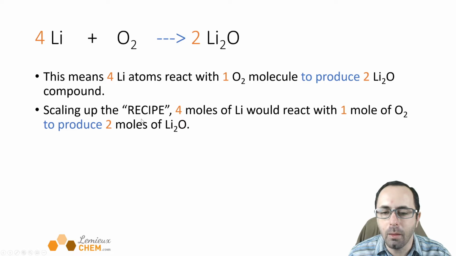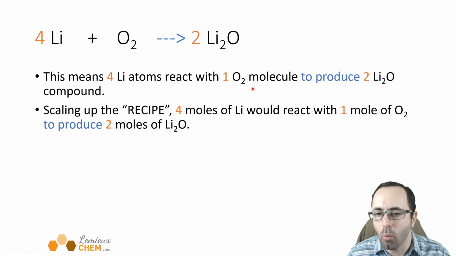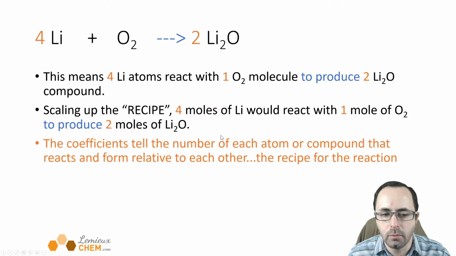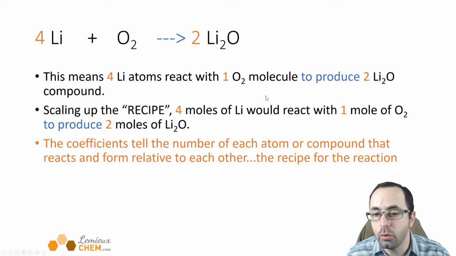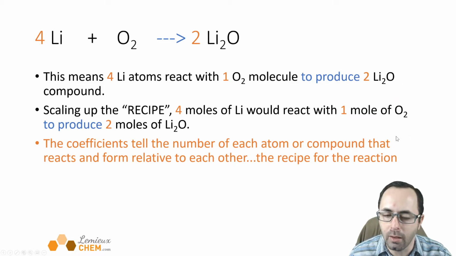To scale up this recipe, we could scale it up by a mole. Instead of saying 4 lithium atoms, we could say 4 moles of lithium atoms react with, instead of 1 O2 molecule, 1 mole of O2 molecules. And then this produces finally 2 moles of lithium oxide. So the coefficients tell us the number of each atom or compound that reacts, and in most cases we will want to state this in moles. We can use either. Either will work, and we should use whichever interpretation is useful for answering our question. But usually it will be the mole amounts that are useful because that's a more realistic amount of stuff.